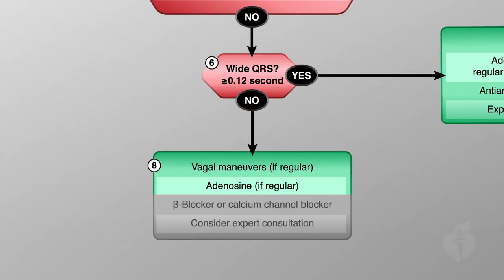If the rhythm converts with adenosine, it's most likely re-entry SVT. Observe for recurrence. Treat recurrence with adenosine or longer-acting AV nodal blocking agents, such as the non-dihydropyridine calcium channel blockers, or beta blockers. Typically, you should obtain expert consultation if the tachycardia recurs. Adenosine should not be given for unstable or for irregular or polymorphic wide complex tachycardias because it may cause degeneration of the arrhythmia to VF.